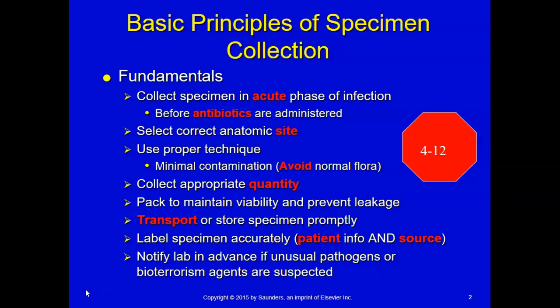The specimen needs to be packaged in the correct transport media or stored properly, and we're going to talk about the different types of transport media. The specimen needs to be labeled accurately with patient information and the source. Again, the source would be sputum, urine, stool. Those can look like look-alikes sometimes. The specimen needs to be transported to the lab as soon as possible to avoid deterioration of the sample.